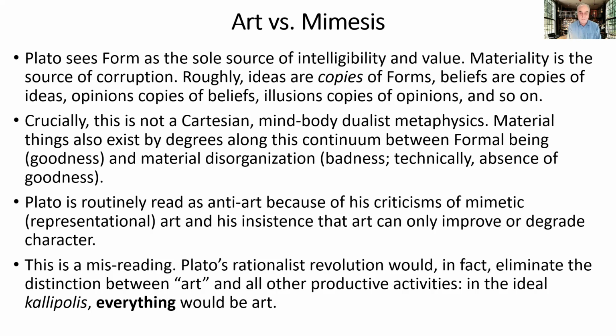All right, so material things also exist by degrees along this continuum between formal being, goodness, and material disorganization, badness, or technically absence of goodness. There's only one source of value. There isn't a negative pole. It's like a light shining in the darkness. Form is the only thing that brings value into the universe at all, according to Plato.